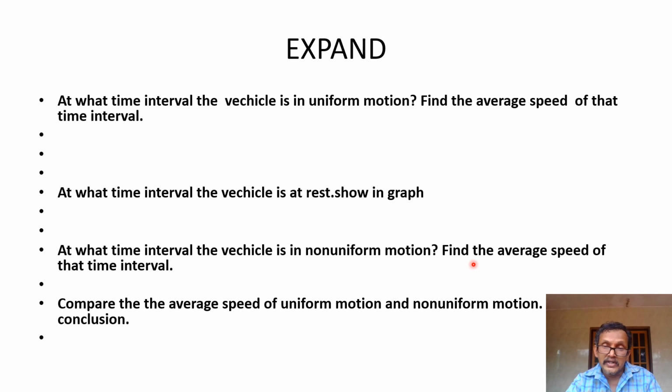So find that. Here another question is given. In that you find the sum of the distance traveled in such intervals of time and the total time taken, then you will get the speed. Compare the average speed of uniform motion and non-uniform motion. Conclusion.